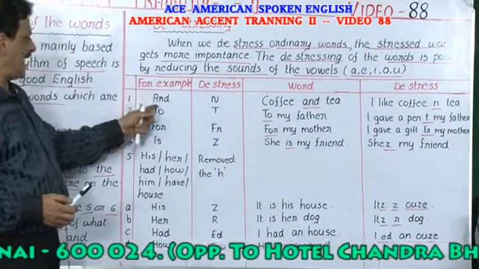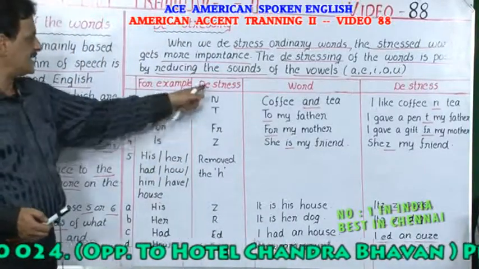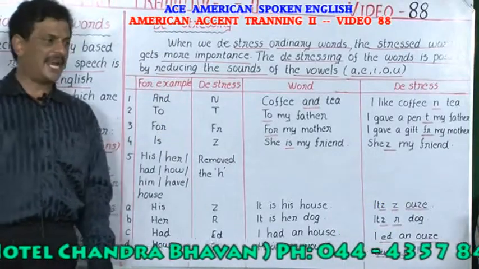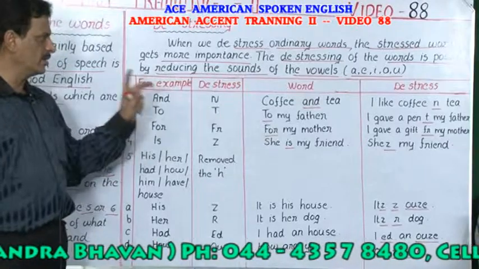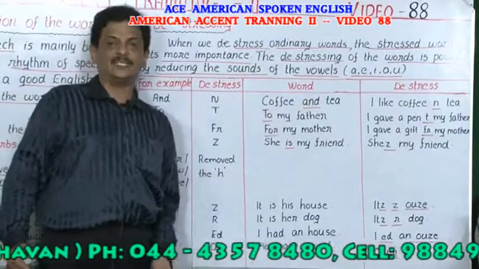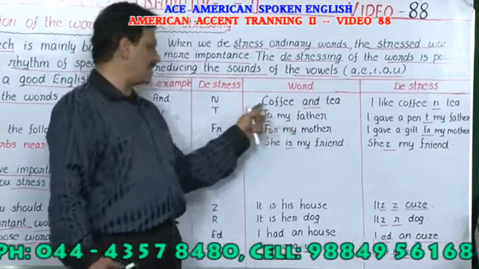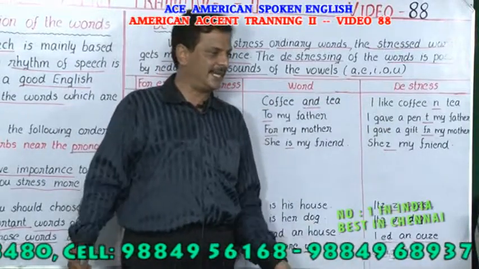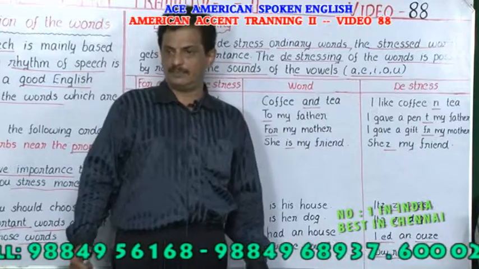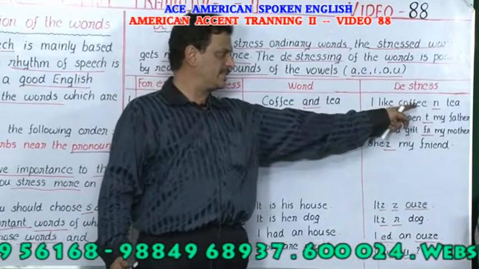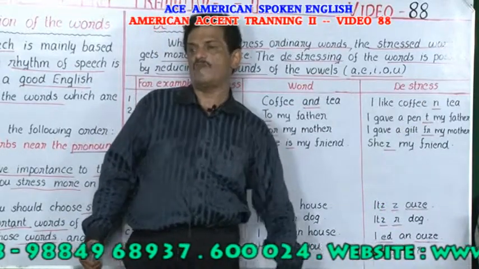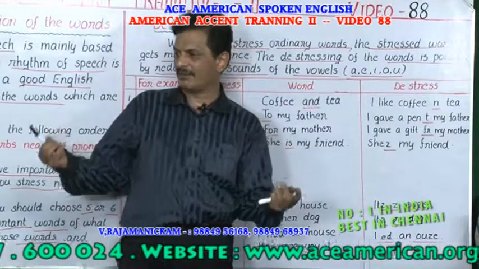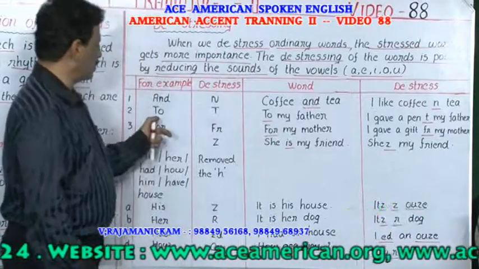See, come here, my dear friends. Now, for example, and is de-stressed into what? Only N. You don't say and, you say N, that's all. How do you say it? I like coffee and tea. Where is and here? Nah. The important sound you have to stress is on coffee and tea. I like coffee and tea. Where is and? And is not there, right?